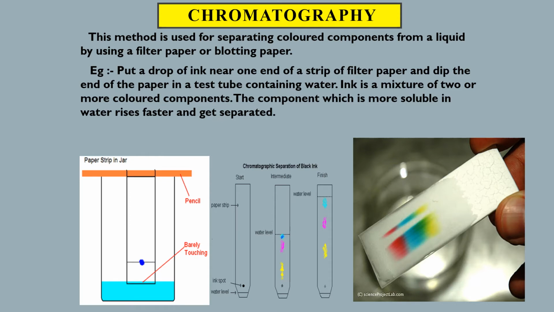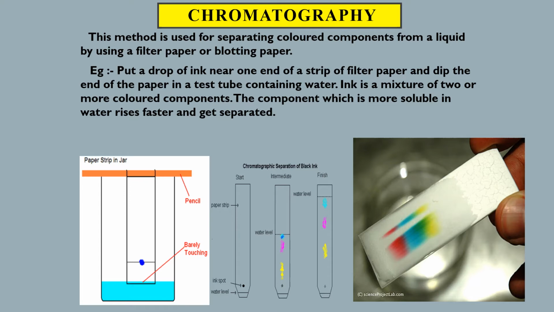Today we are doing the topic separation of substances, and we have been studying various methods of separation. Today we will be doing the method known as chromatography. This method is used for separating colored components from a liquid by using a filter paper or a blotting paper.